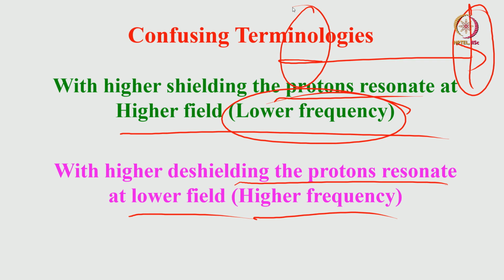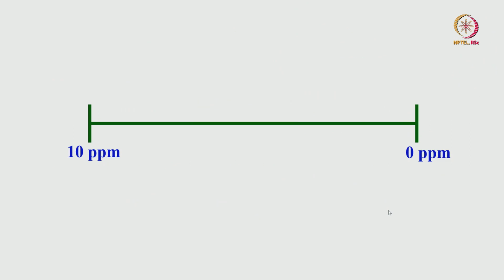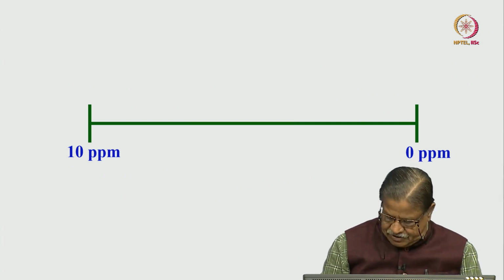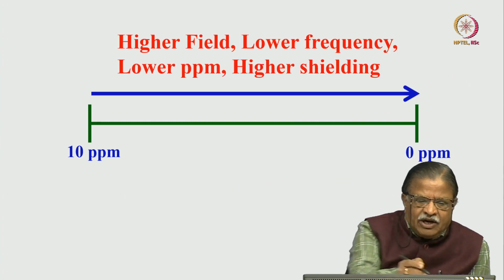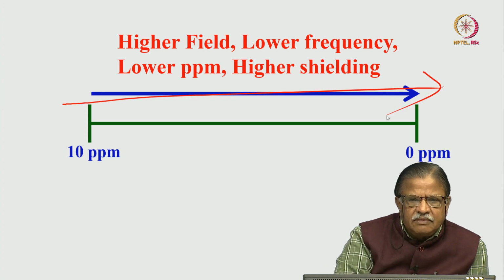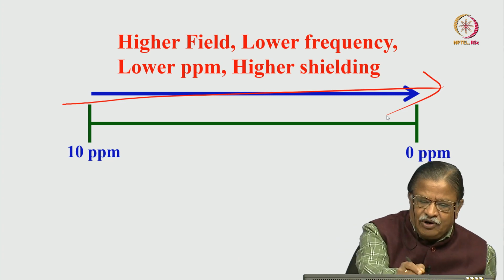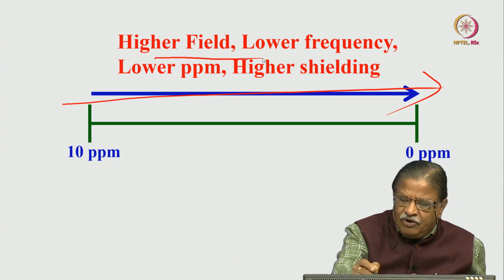Do not get confused. Remember, with higher shielding, the protons resonate at higher field. Okay, higher shielding resonates at higher field, that means lower frequency. Similarly, higher deshielding resonates at lower field, meaning higher frequency. Okay. So, if I take the NMR spectrum from 0 to 10 ppm for protons, we can write like this. If I start going from left to right, I will say I am going towards higher field, I am going to a lower frequency.